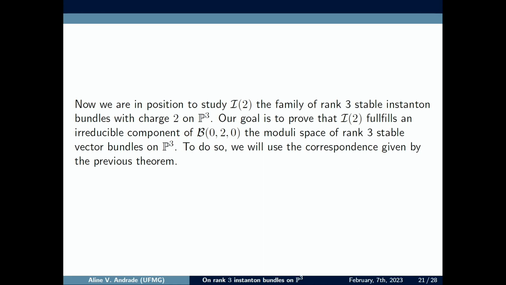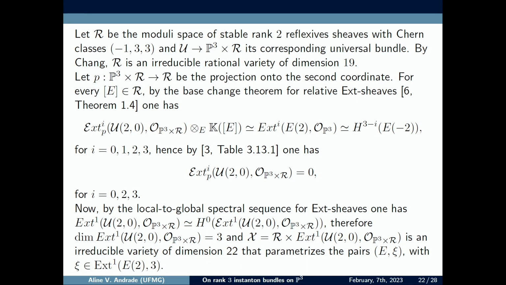Okay? So what we're going to do is let R be the moduli space of stable rank 2 reflexive sheaves with Chern classes equal to -1, 3, and 3. Let this guy be its corresponding universal bundle. Okay? Chang proved that this moduli space is a rational variety of dimension 19.